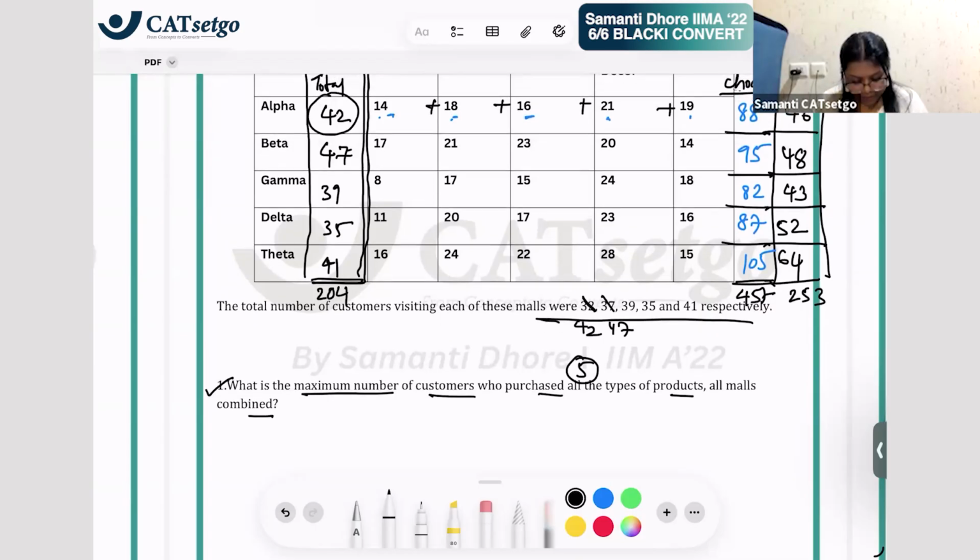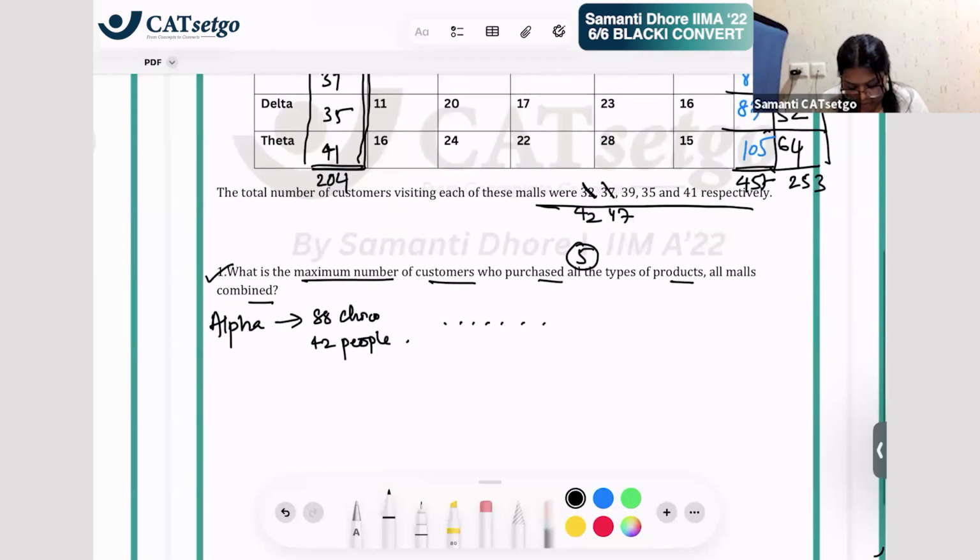Let's say for Alpha Mall, I have 88 chocolates and I have 42 people, right? So what I'm going to do is line up 42 people. Always imagine there are 42 people standing here, right? And you have to maximize the number of people who have 5 products. How do you maximize the number of people?